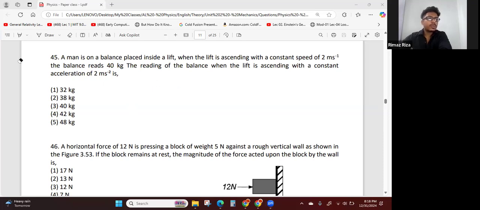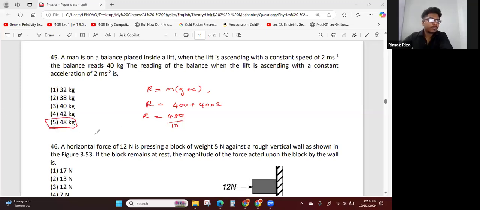Okay, so now the lift is ascending, accelerating upward with a constant acceleration of 2 meters per second squared. In that case, we know R is given by R equals m(g plus a). So R equals 400 plus m into a, 40 into 2, 80. So R equals 480. So this scale is calibrated with mass, therefore you divide by g, divide by 10. So 48 is the answer.